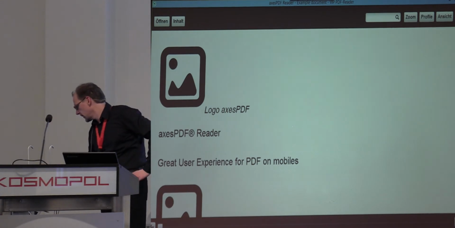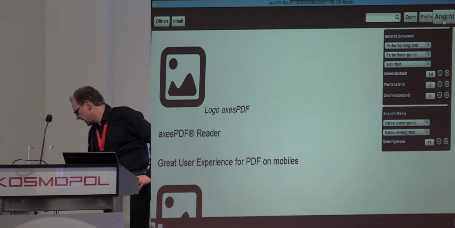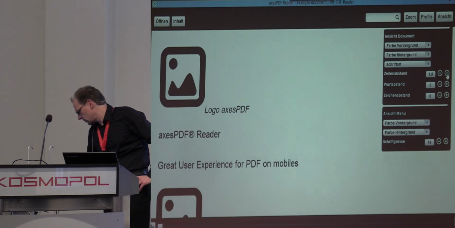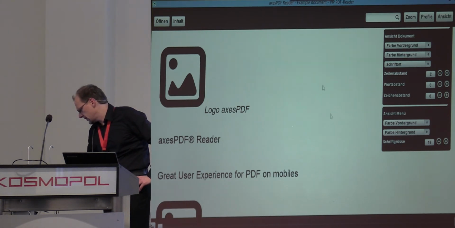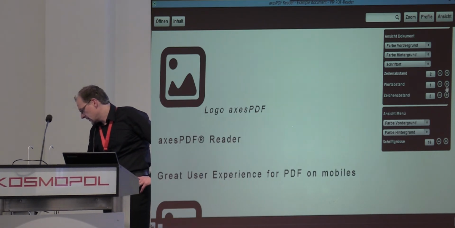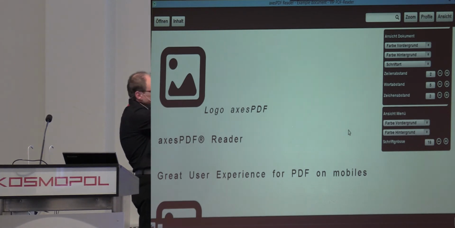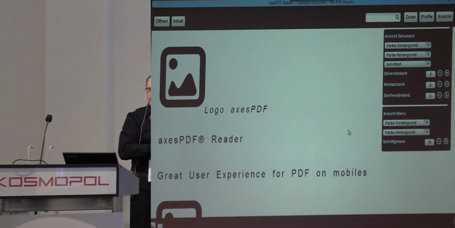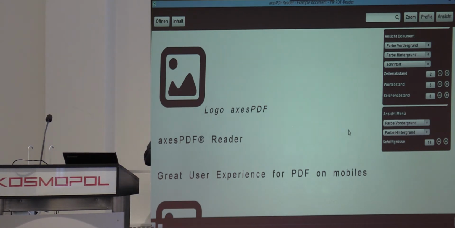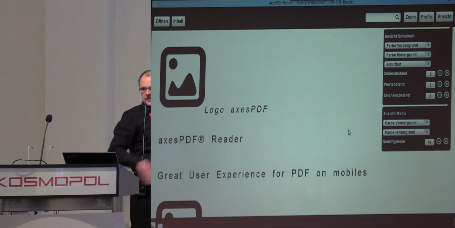And you can customize the view. You can even customize the line distance, or the distance between words, or the distance between characters, for example. So you can customize every attribute you can imagine. And a mobile PDF reader should also offer these options.